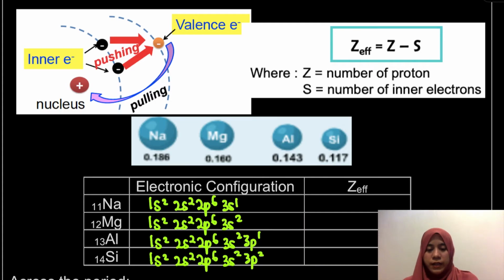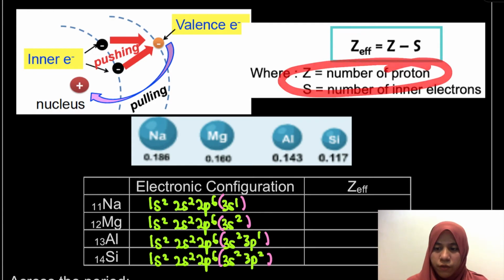So again, in this case, remember that our valence electron means the highest n. Okay, so the highest n for our case here is this one. So the pink one again is my valence electron, valence shell itself. Okay. So how do we calculate Zeff? Zeff ni is the number of proton itself minus number of inner electron.